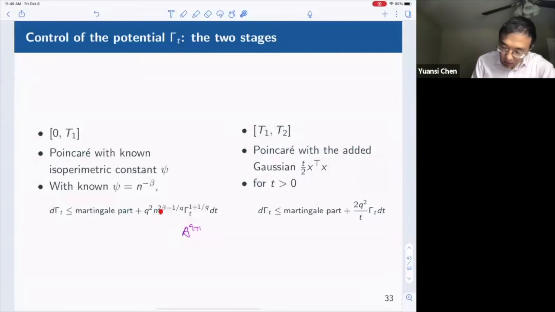In the second stage, you actually bound things differently, because now you know that you have enough Gaussian part being added. And if you have enough Gaussian part being added, you can bound the potential using this martingale part. Then for this third order tensor part, you can use the Gaussian part. This 1 over t is basically the Bourgain constant that comes out from the added Gaussian part. And then you only get gamma to the power here instead of this. These two stochastic differential equations, or these bounds, have slightly different characteristics.